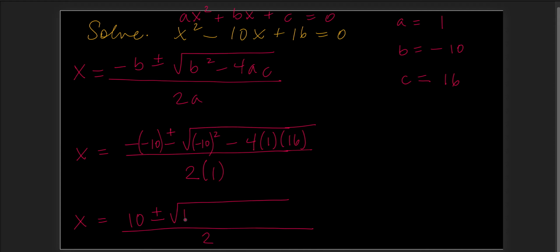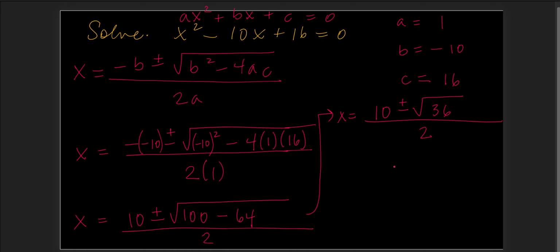negative 10 squared is 100. And then I'm going to have a negative 4 times 1 times 16. So basically 4 times 16, which is 64. And then I take that up here and simplify it further. I have a 2 on the bottom. I have the 10 here, plus or minus square root of 36, it looks like. We know the square root of 36 is 6, so I'll replace that with 6, doing one thing at a time.